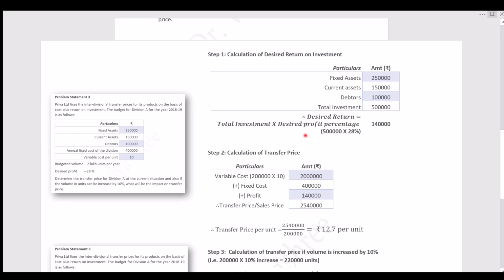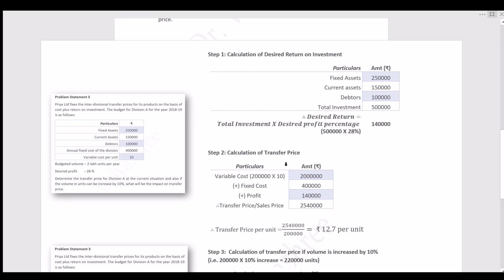Investment into profit percentage, you will get the rate of return. Right now we got to know what the profit is, that is 1,40,000. So now let's calculate the transfer price. As I told you, the simple formula to calculate the transfer price if opportunity cost is not given.